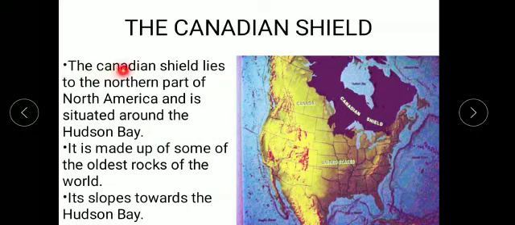The Canadian Shield. The Canadian Shield lies in the northern part of North America and is situated around the Hudson Bay. It is made up of some of the oldest rocks of the world. It slopes towards the Hudson Bay. Let us understand the formation of landscape with the help of glaciers.